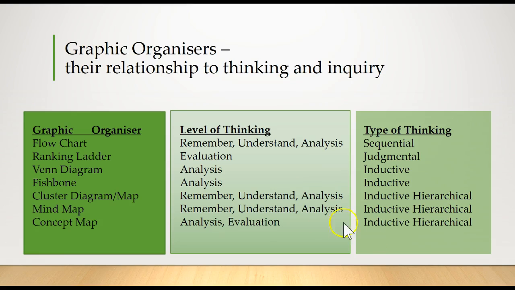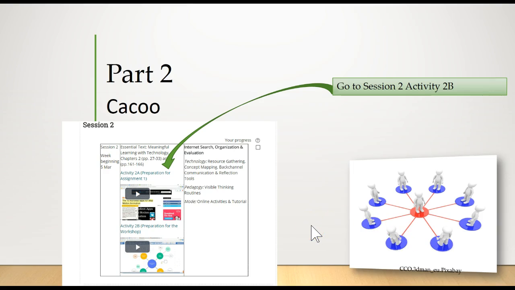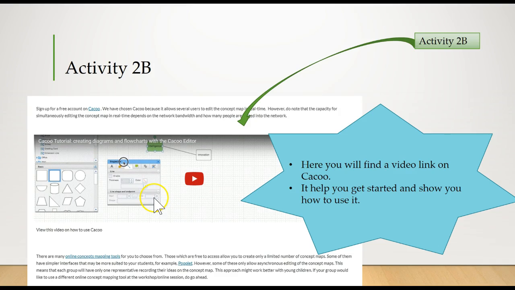So from here you can see it depends on what you want your students to do, which type of organizer you will then use. Okay, next up is Cuckoo. Now, go to Session 2, Activity 2B on the LMS. You will find that we've completed Part A, and in Part B, you will find the following. This is what it looks like when you open it up.